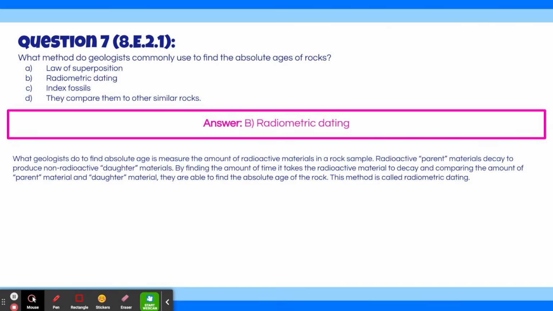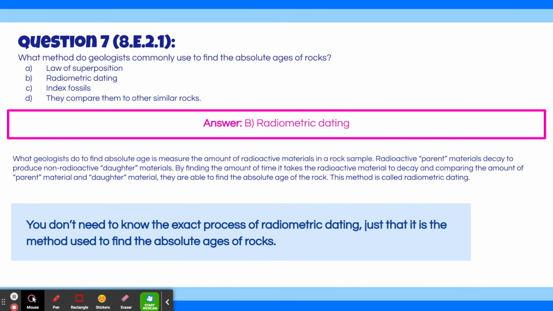Radioactive parent materials decay to produce non radioactive daughter materials. By finding the amount of time it takes the radioactive material to decay and comparing the amount of parent material and daughter material, they are able to find the absolute age of the rock. This method is called radiometric dating.